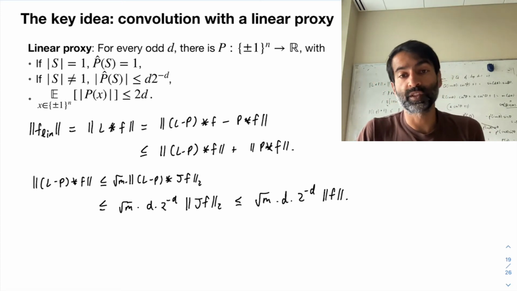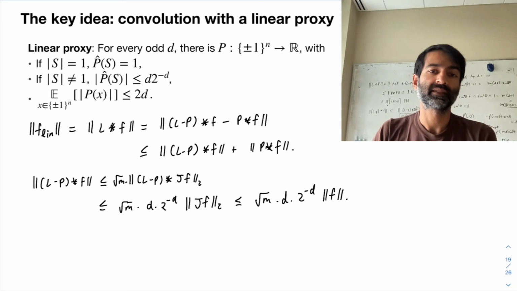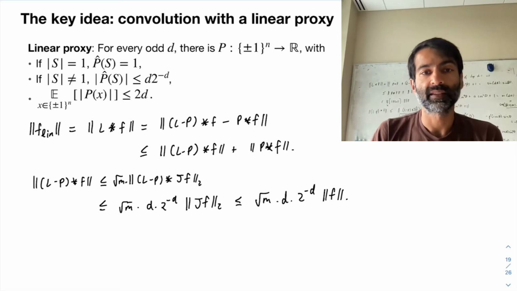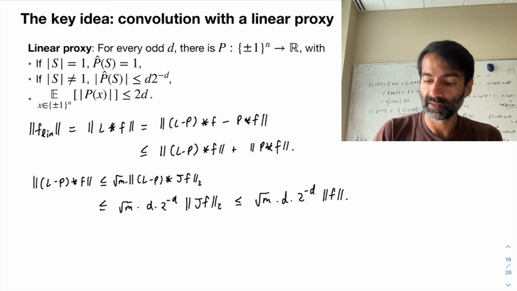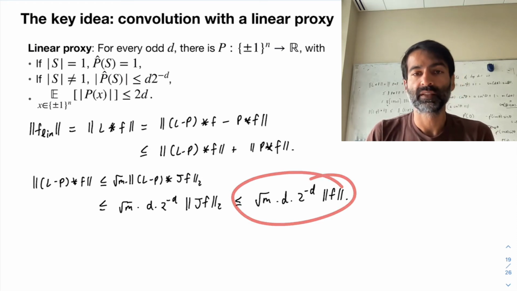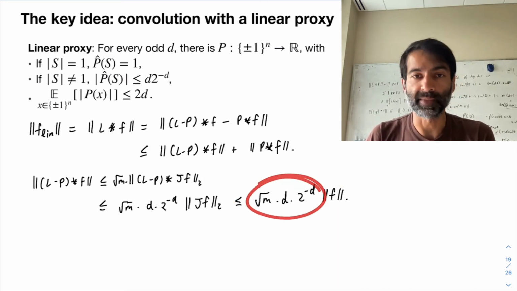So in this way, if we choose d to be roughly order log m, then this bound is good enough to make this quantity very small.